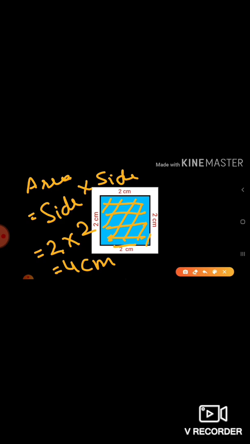So how will you find area? Area is equal to the side into side. So side here is 2 centimeter. So 2 into 2 is 4. So area is equal to 4 square centimeter.